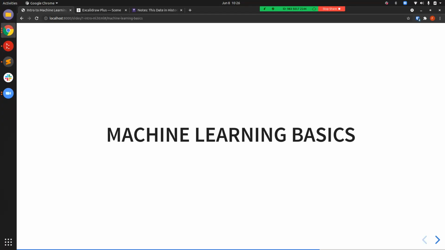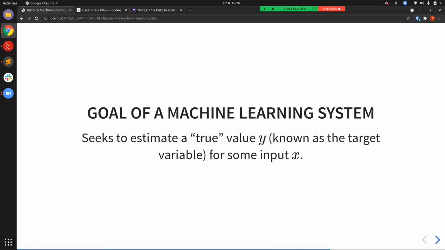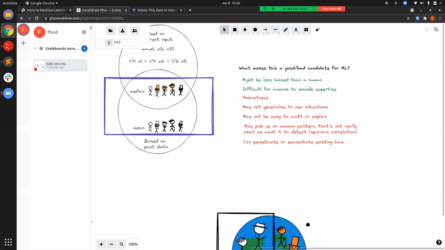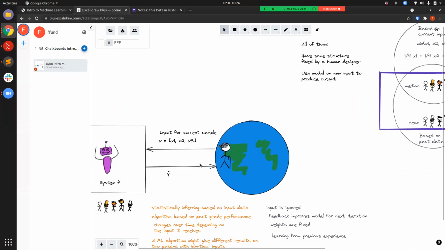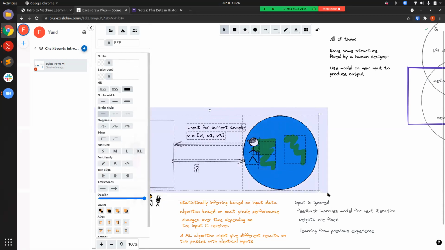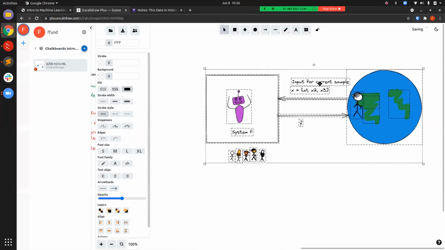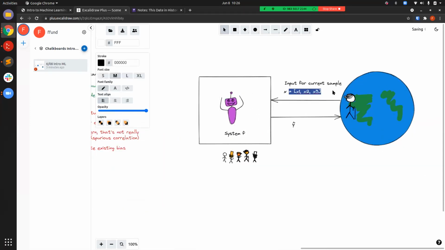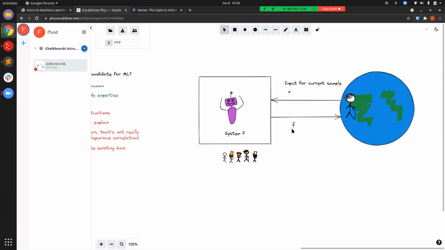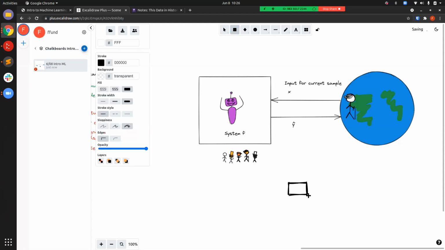So let's look at some machine learning basics. Our machine learning system wants to estimate some true value y, known as a target variable, for some input x, just like we showed here. Okay, so we have some input x, and we want to estimate some target variable y. Now, we have a few kinds of machine learning. These are not necessarily strictly orthogonal kinds, but it's useful to be able to make this distinction. One kind of machine learning is what we call supervised machine learning. Does anyone know what that is?